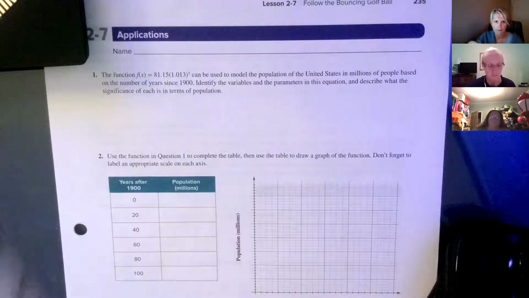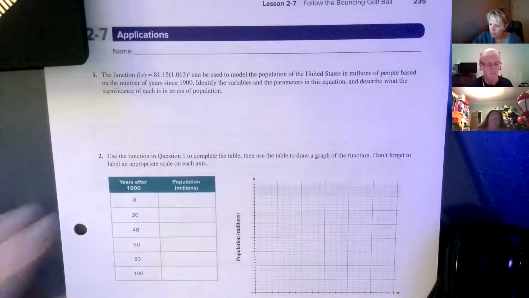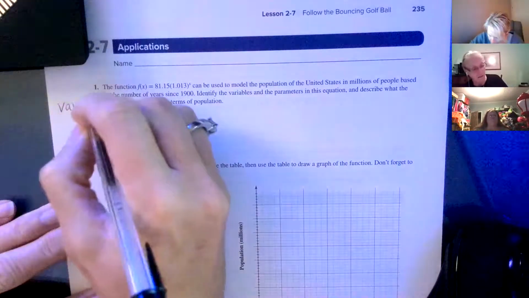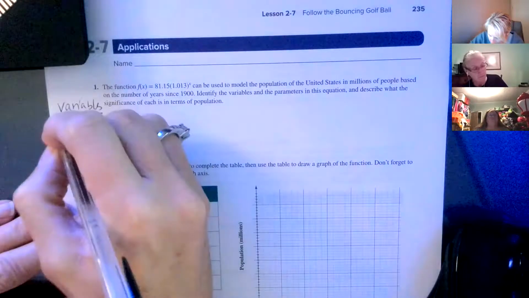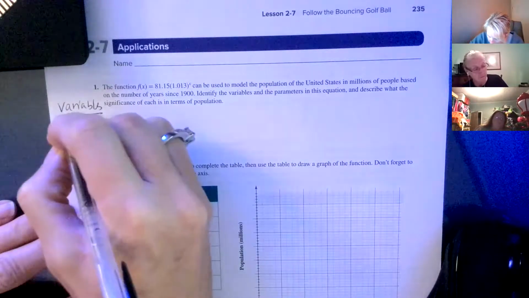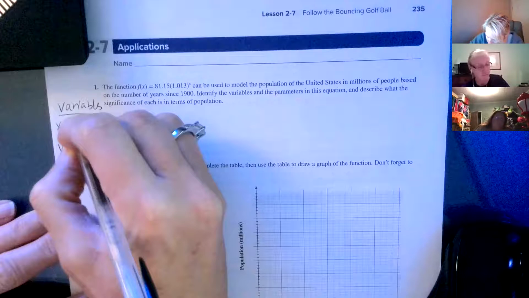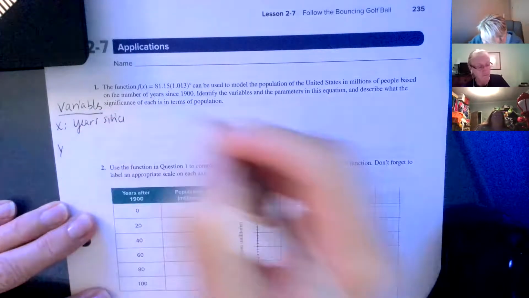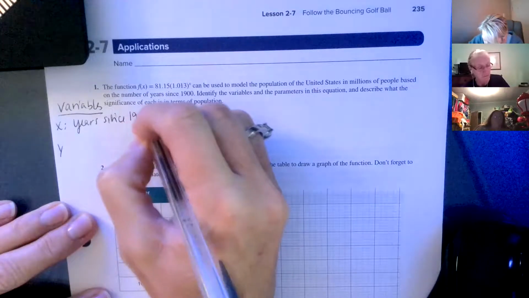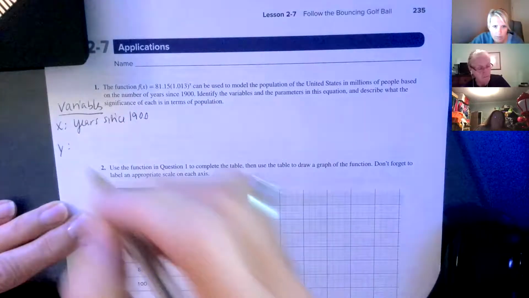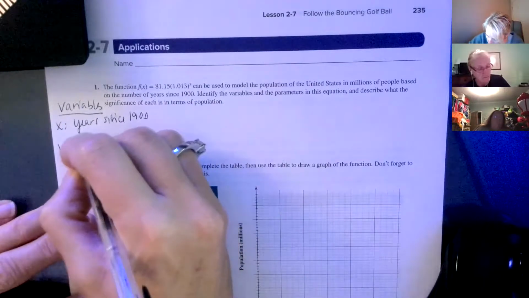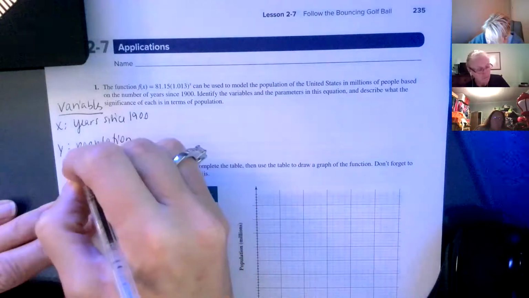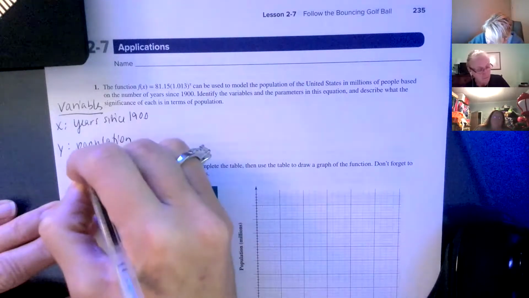So we have variables, X and Y. X is years since 1900, and Y is your population after X years.